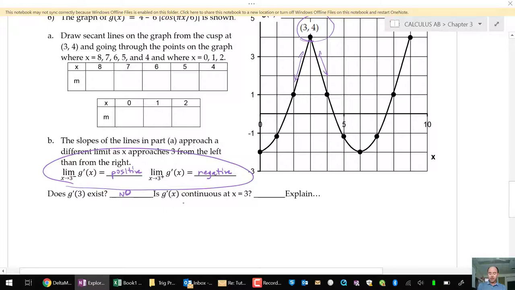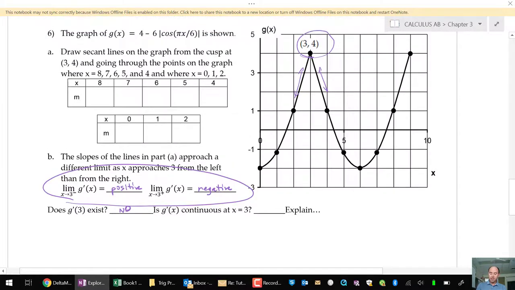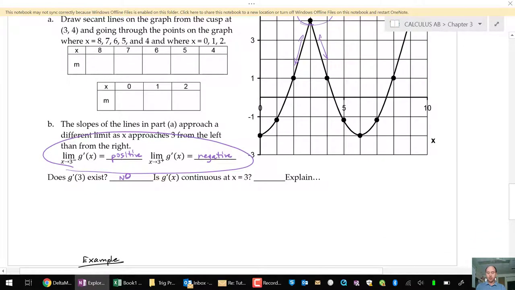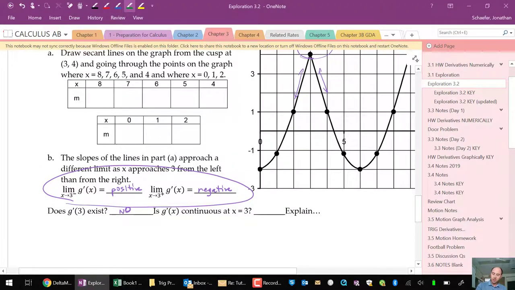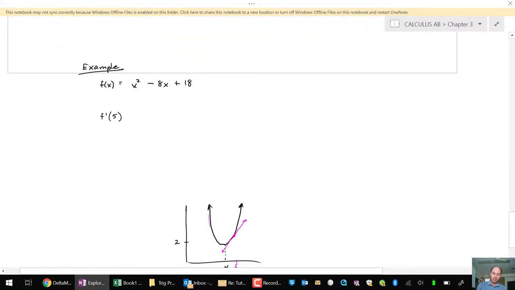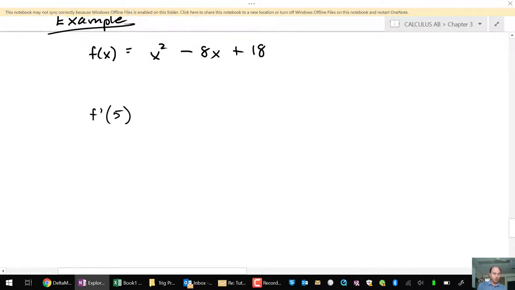But notice how the function is in fact continuous. So we've got to be careful with continuity and differentiability, and we'll discuss more about those topics later on. So in conclusion, I thought I would just do one final example for you to find the derivative at a point. And here's a nice quadratic, just a little bit simpler. So we'll put this one together as we close.